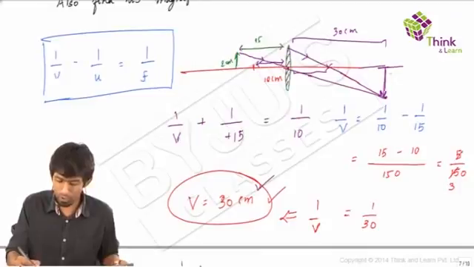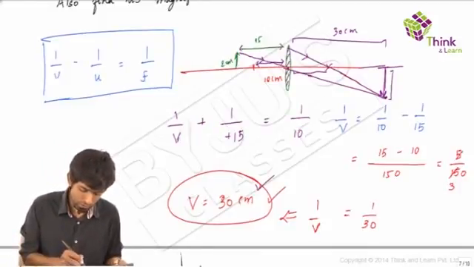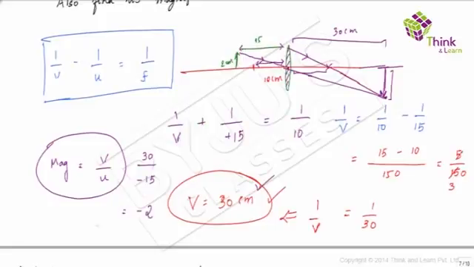Is it magnified? Looks like it is. And what do we know about magnification? It is v by u, right? The magnification for a lens is going to be v by u, even with the signs, isn't it? So what's going to be our answer? Our v is 30 centimeters, right? And our u is minus 15 centimeters. Therefore, 30 divided by minus 15 is going to be minus 2. So the magnification is coming out to be minus 2.